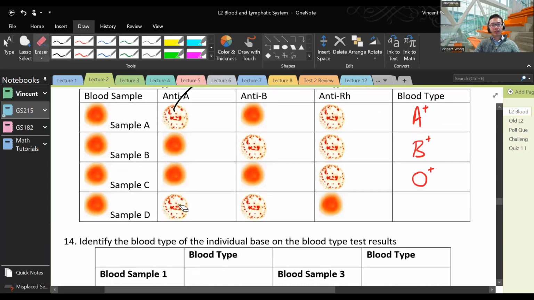For the last one here, there are reactions with both anti-A and anti-B. So we know the person is AB. No reaction with Rh. So that is AB negative.